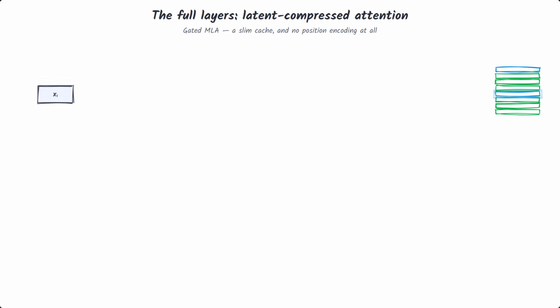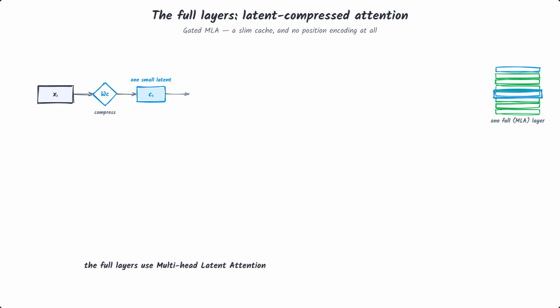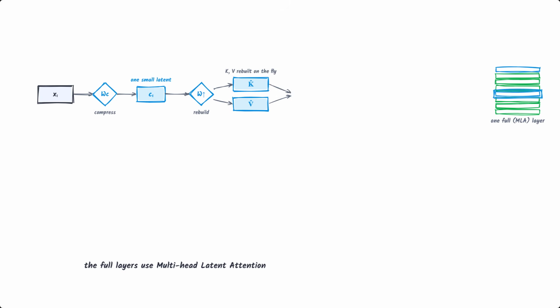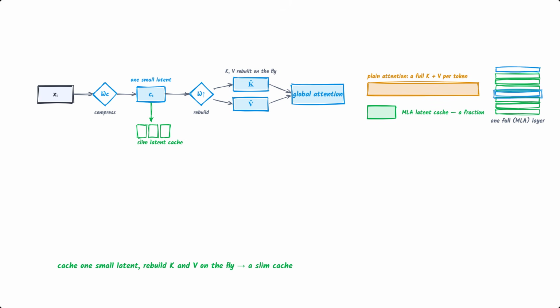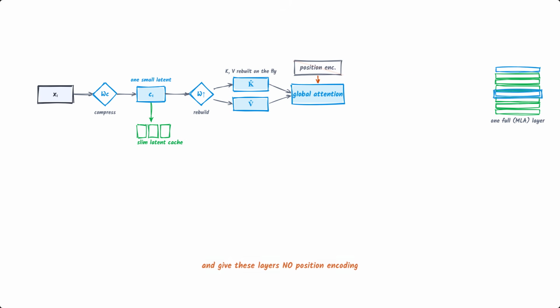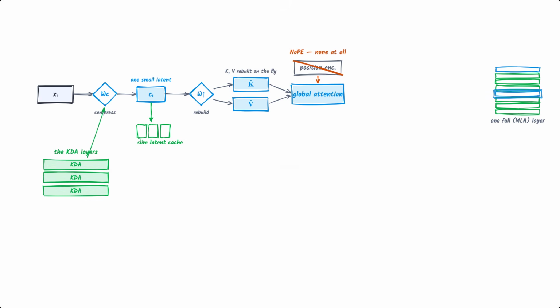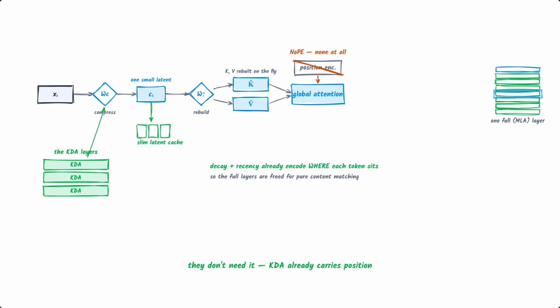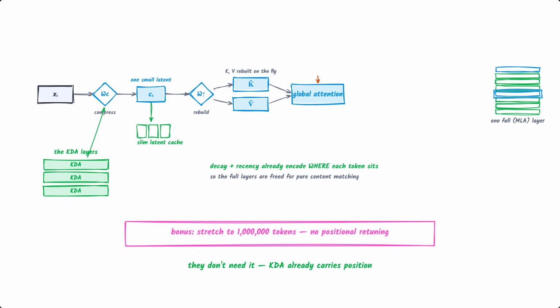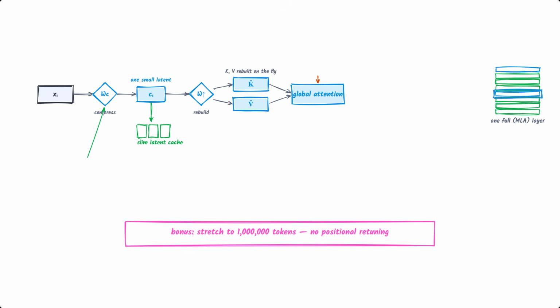Those full attention layers use a trick from the DeepSeek line, multi-head latent attention. Compress key and value into one small latent vector, rebuild them on the fly. A slim cache even here. They also get no positional encoding at all, since the KDA layers already carry position through decay, so reaching 1 million tokens needs no retuning.